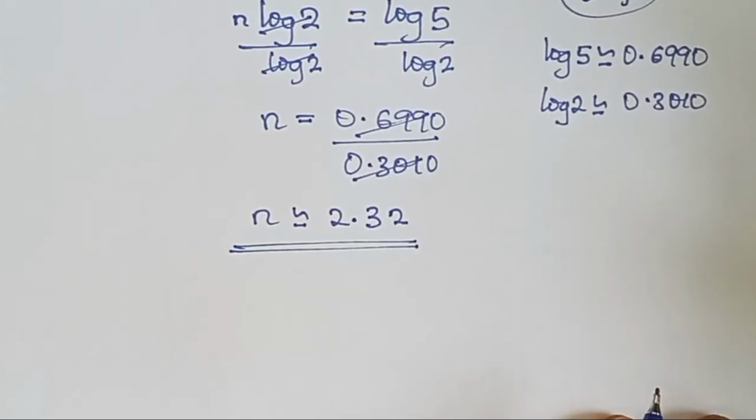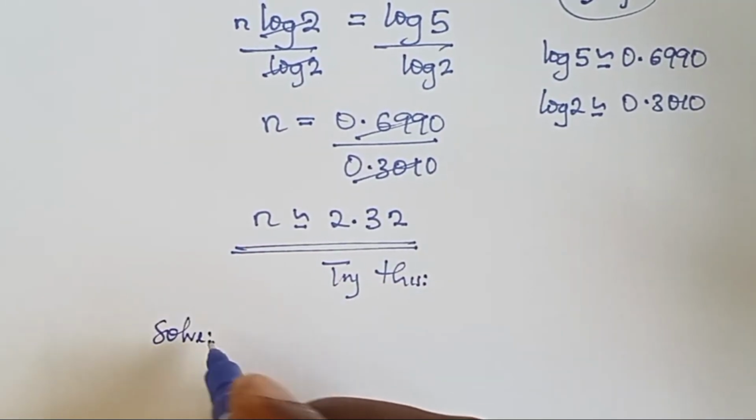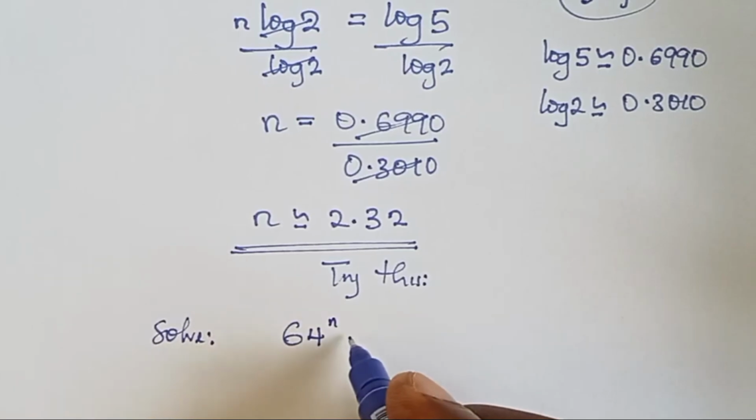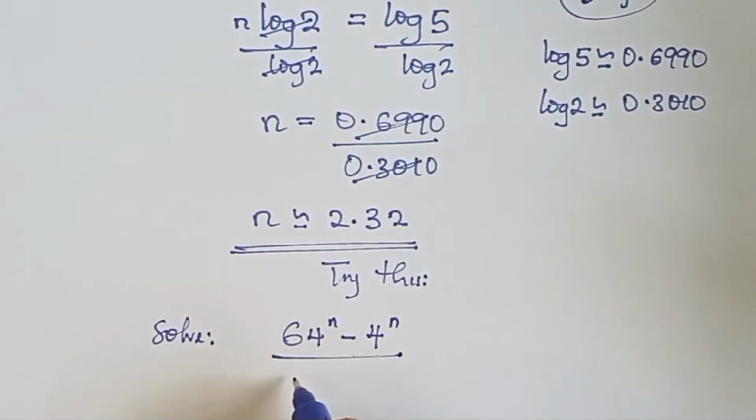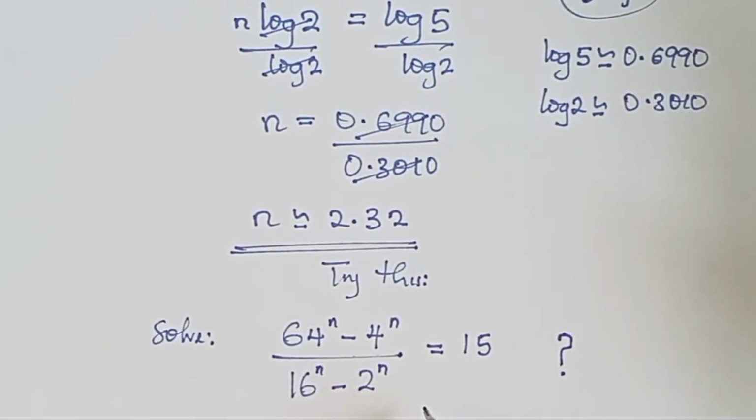Right, so let's try this. Let's solve 64 raised to power n minus 4 raised to power n over 16 raised to power n minus 2 raised to power n, everything equals 15. Okay, so let's solve this and write our answer in the comment section.